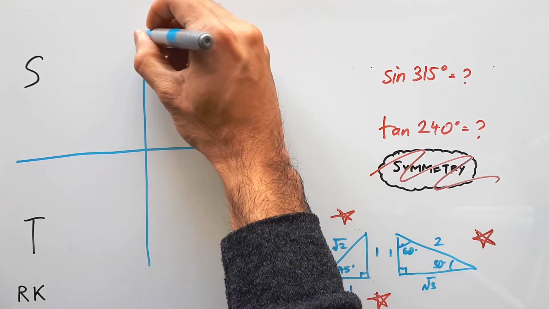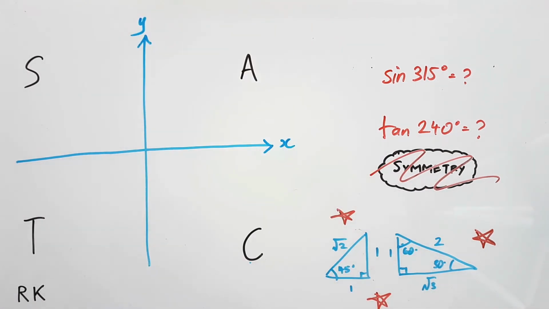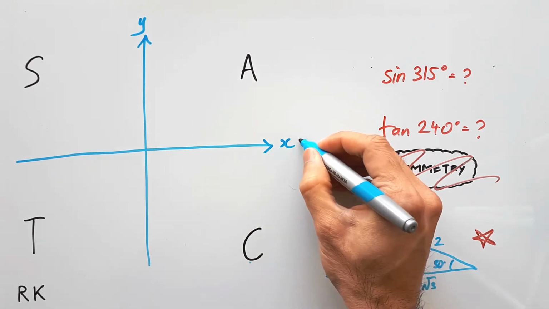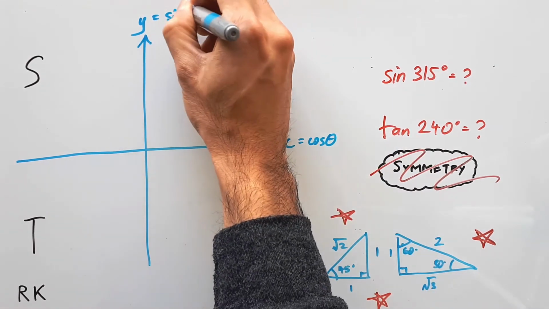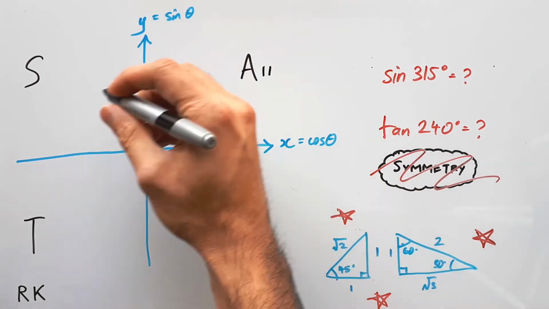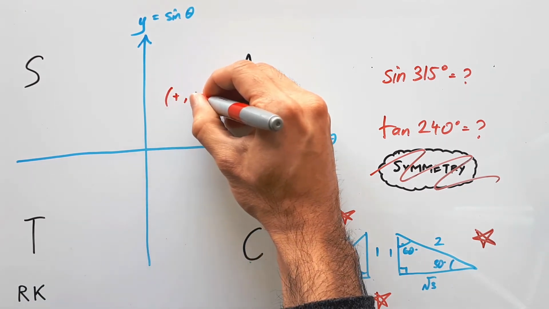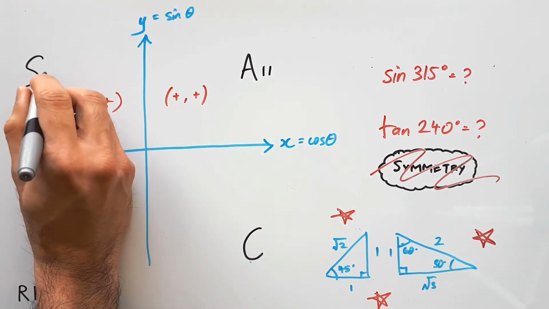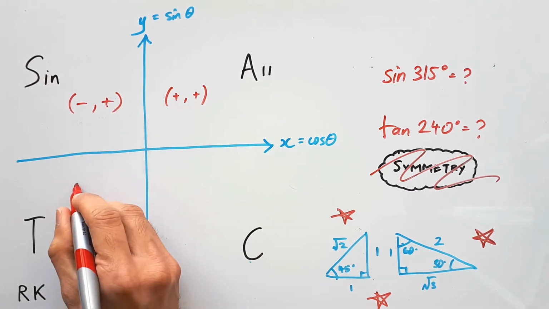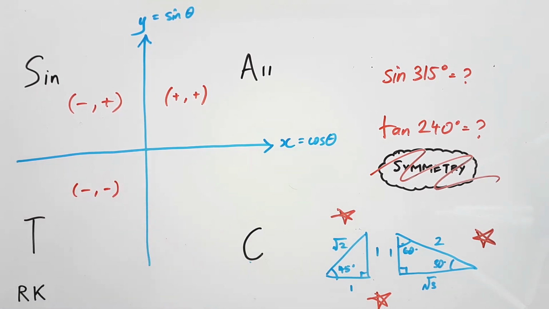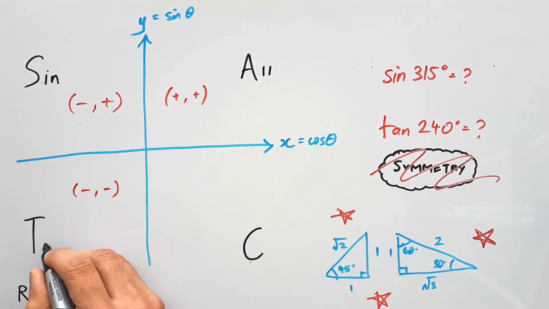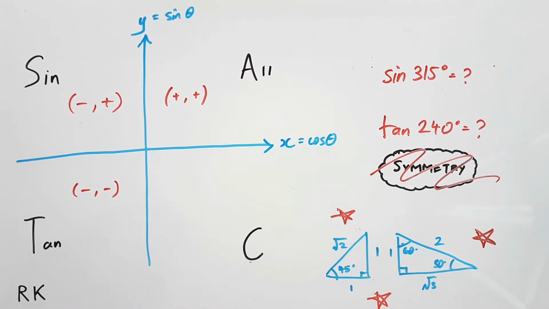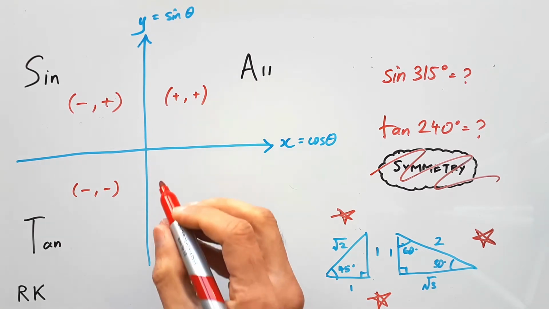CAST follows your coordinate system for x and y and uses the unit circle relations for x as cos theta and y as sine theta. Here is what I mean. In the first quadrant, all values are positive since x and y are positive. In the second quadrant, y is positive, so only sine values are positive. In the third quadrant, negative y values divide negative x values to give positive results, so only tangent is positive. In the fourth quadrant, only cos values are positive since x is positive.